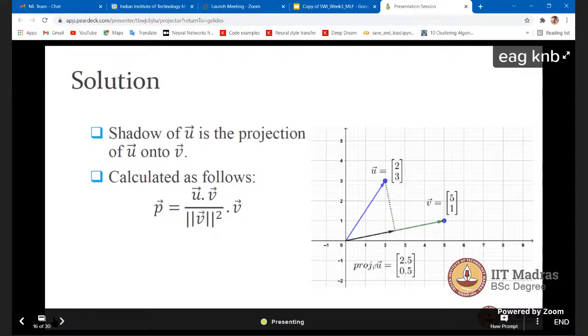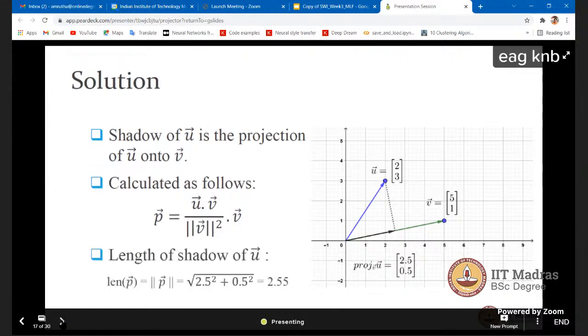Since it is simple, I have not worked it out. I hope everyone is clear with the projections. So the length of the shadow is the length of this projection vector, which is square root of 2.5 square plus 0.5 square, which is equal to 2.55. So no need to work on it. Shall we move ahead, or do you want to work it out? Do you want me to solve this problem?